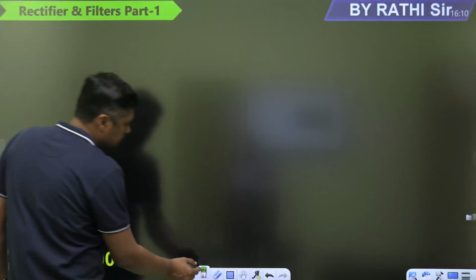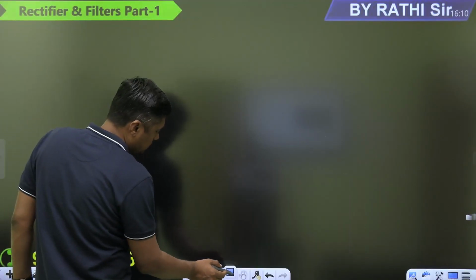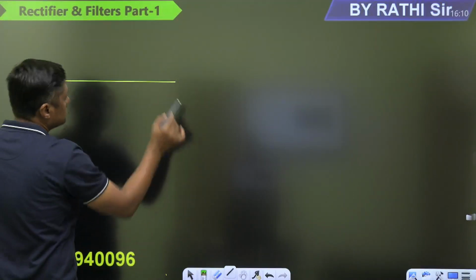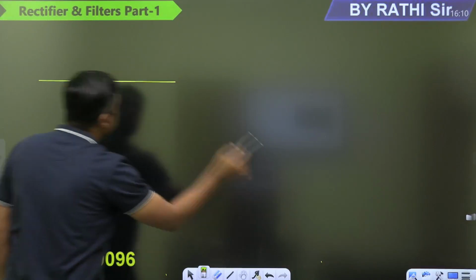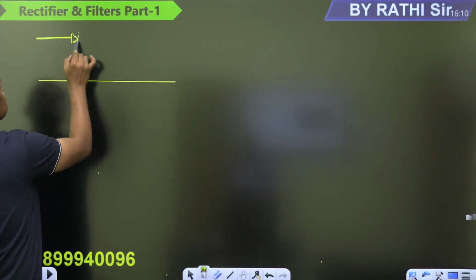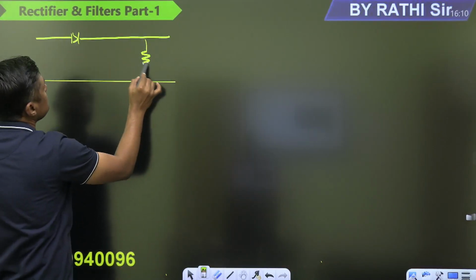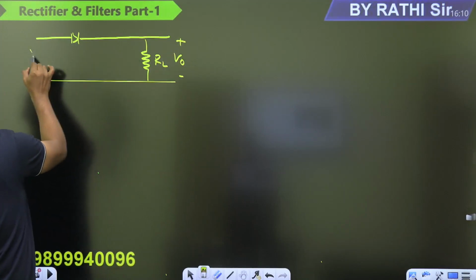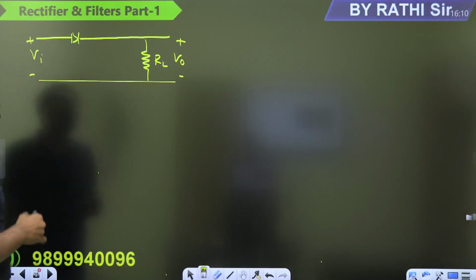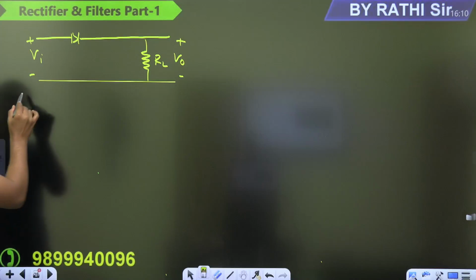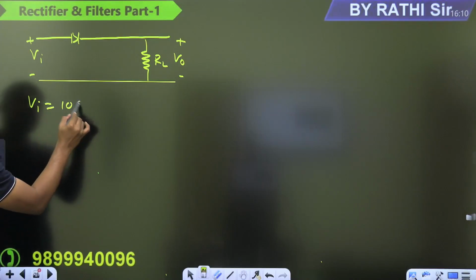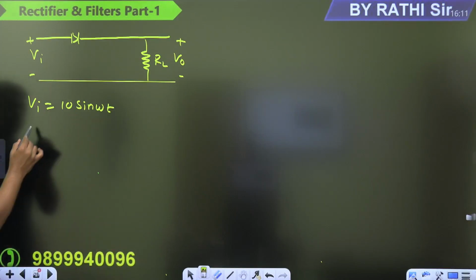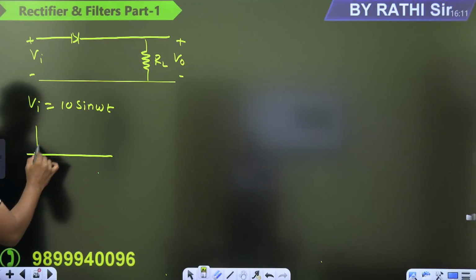Right now, we are connecting a diode here. This is RL, this is V0, this is VI. Suppose the VI is 10 sine omega t. 10 sine omega t means this is the VI in volts.